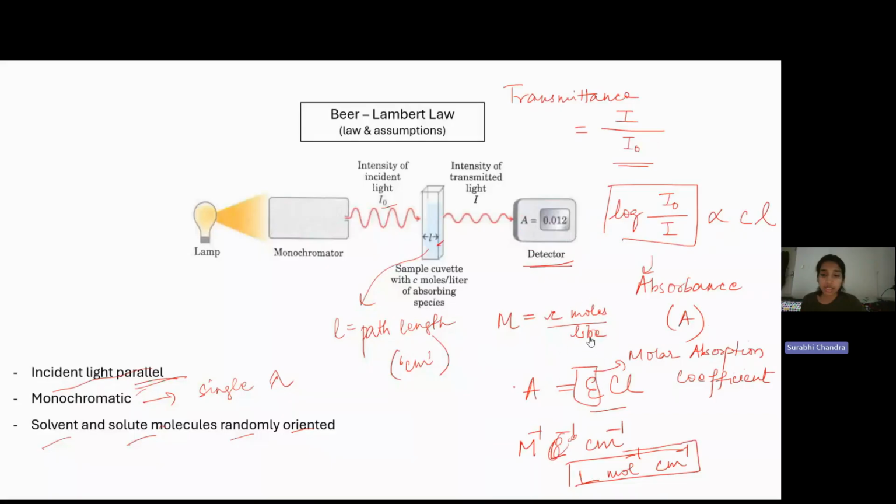Because it is moles per liter, and it is coming as the denominator, liter goes up and moles goes down. So eventually you will have the units for the molar absorption coefficient as liter per mole per centimeter, or per path length, usually in centimeters. Sometimes, for problem solving questions, they give it in meters and such, so make sure you are taking care of the units.